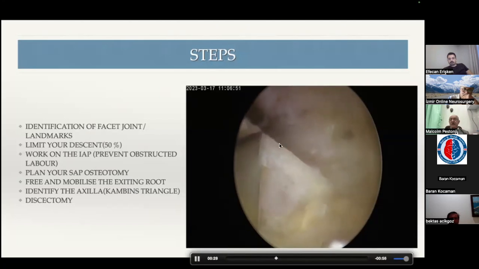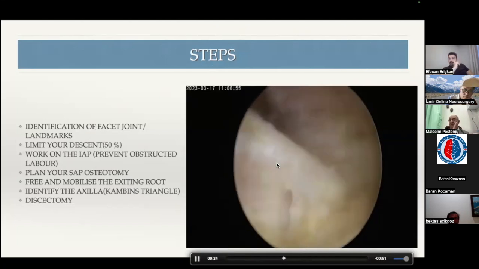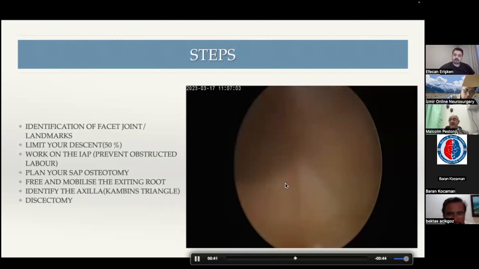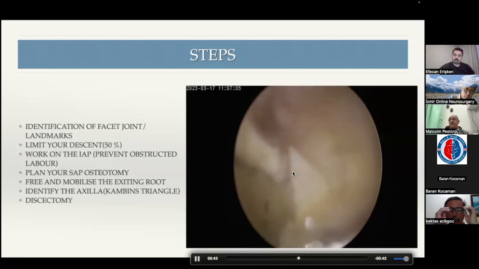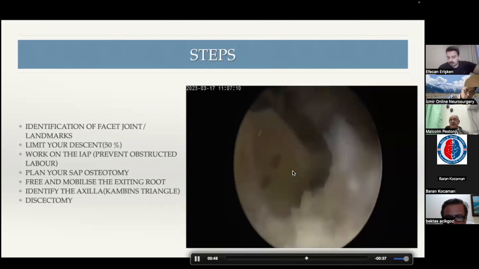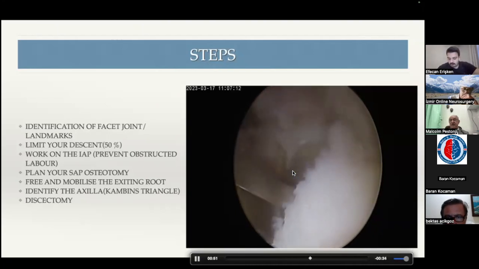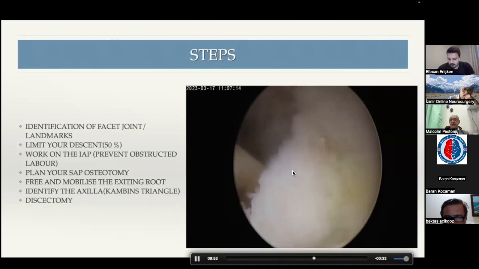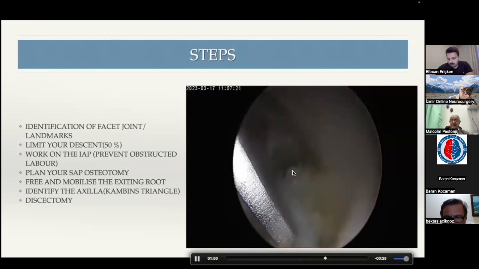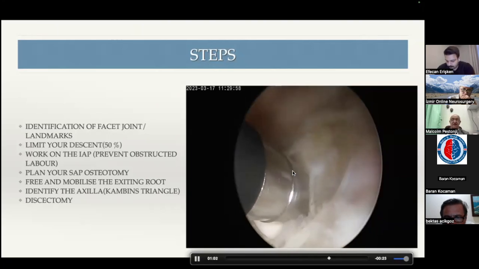Work on the IAP, make the IAP larger, because after you do this osteotomy, there's a hidden part. We spoke of that hidden part that needs to be cut. Can you see this horizontal part? We are going to fracture this horizontal part of the superior articular process. So you have to plan your osteotomy, cut, fracture the osteotomy, and then when the osteotomy comes out, you will see a beautiful root below. You'll be able to identify Kambin's triangle, the axilla. You can remove a paracentral, even a central disc from there.